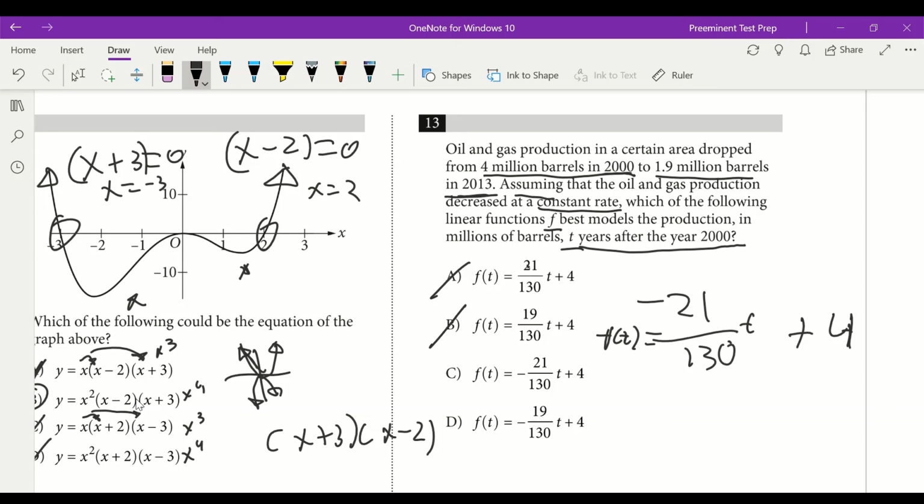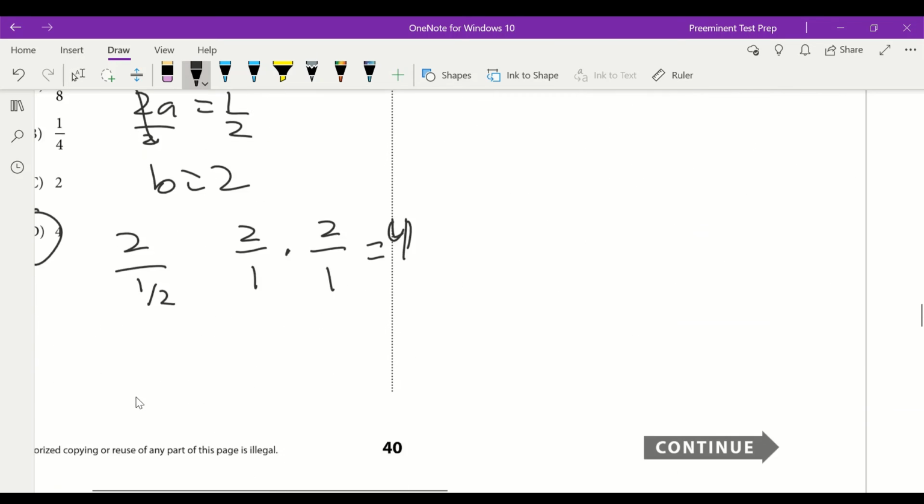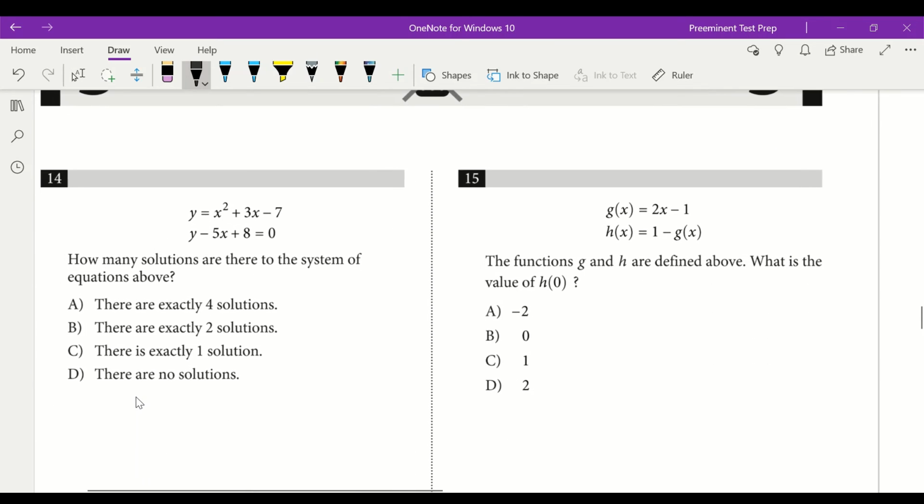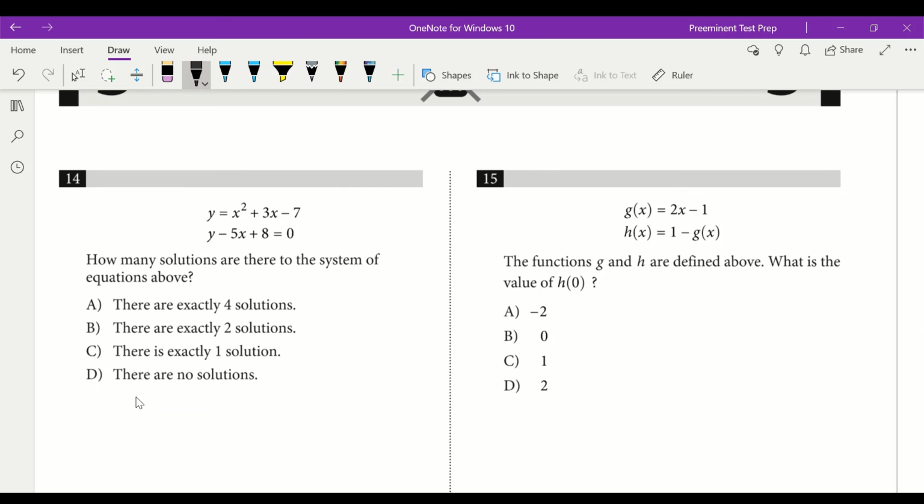Well, a and b are out because they're increasing. And then I see c is my only equation that matches what I have, so my answer is going to be c. Question 14. How many solutions are there to the system of equations above?